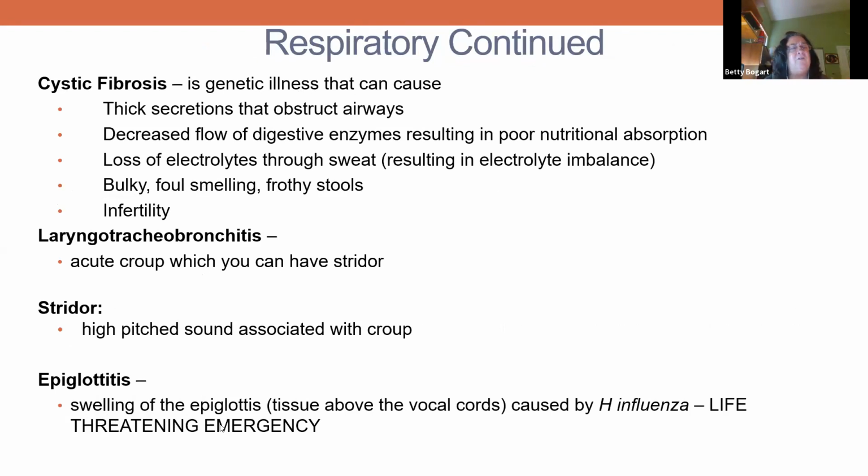Now, another thing is the small intestines has mucus in it, and the digestive enzymes don't work, and the pancreas is full of mucus and doesn't secrete its enzyme. So you're not going to absorb food.